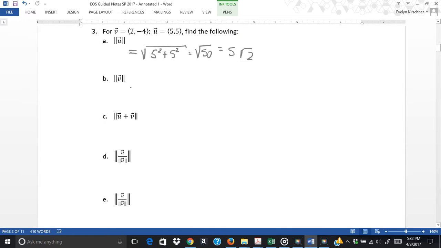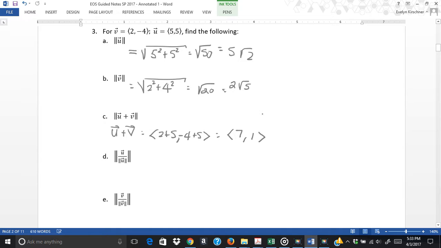For v, the magnitude is the square root of 2 squared plus 4 squared, which is the square root of 20, which is the same as 2 radical 5. Now if I add them, when you add vectors, you add the components. So u plus v is the same as 2 plus 5, negative 4 plus 5. Those are the components. So that's the same as 7, 1. And then if I take the magnitude of u plus v, it's going to equal the square root of 7 squared plus 1 squared, which is the square root of 50, or 5 radical 2.